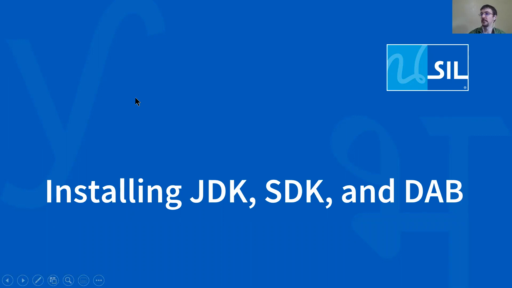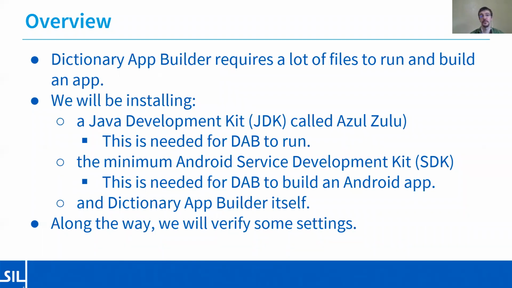Okay, so installing JDK, SDK, and DAB. It's a lot of letters. So Dictionary App Builder requires a lot of files to run itself and build an app. So we're going to be installing first a Java development kit called Azul Zulu. And you need this Java environment so that Dictionary App Builder can run itself. Then, since we're focusing on an Android app right now, we're going to install the minimum version of the Android Software Development Kit. That's rather large, but we're going to be getting that. And of course, we're going to install Dictionary App Builder itself, and along the way, we're going to verify some settings.